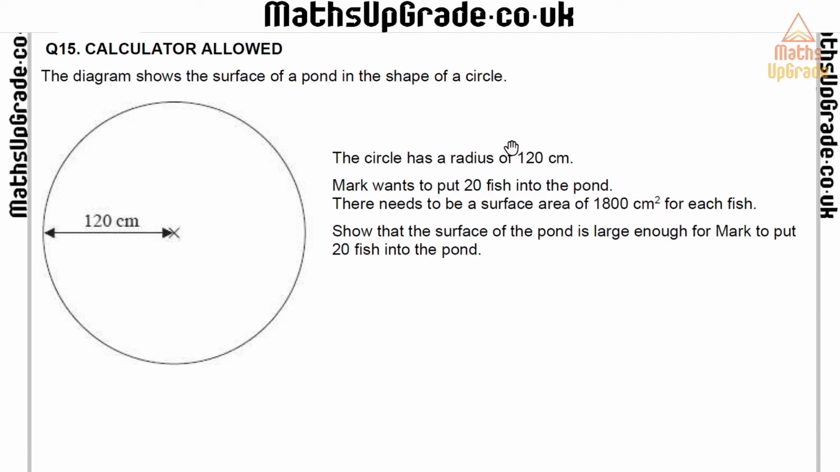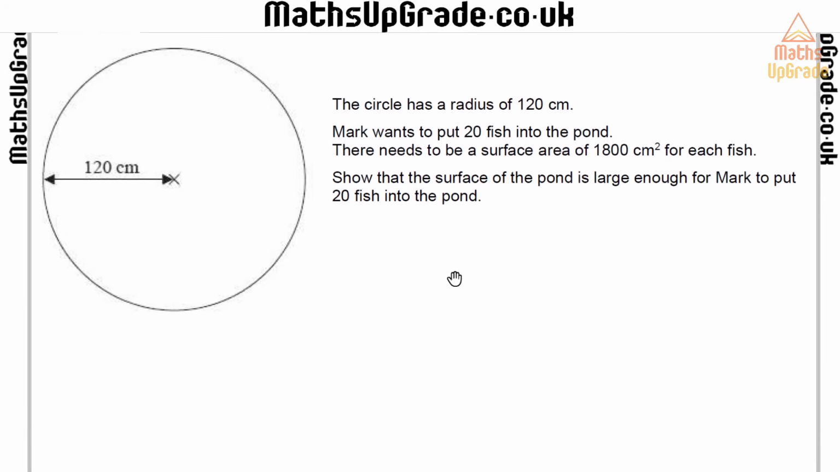So in this question, I'd underline 120 centimeters as the radius. I'd underline 20 fish. And I'd underline this information here about the surface area of 1,800 centimeters squared per fish. Okay, so I'm going to do this question by, first of all, finding the area of the whole pond. Then I'm going to work out the area that I'll get for each fish, so I'm going to divide the area by the number of fish.